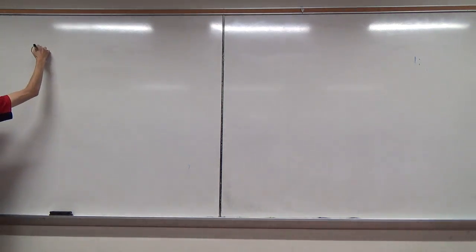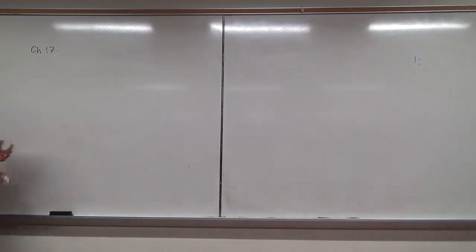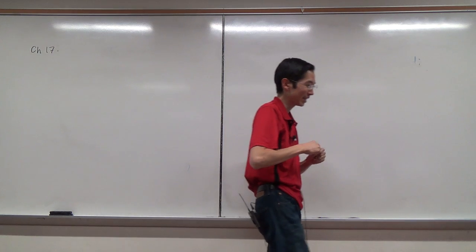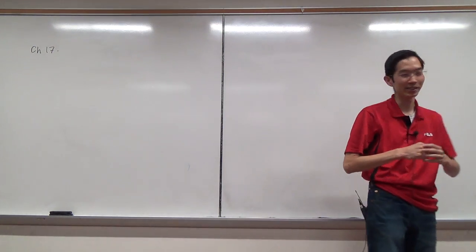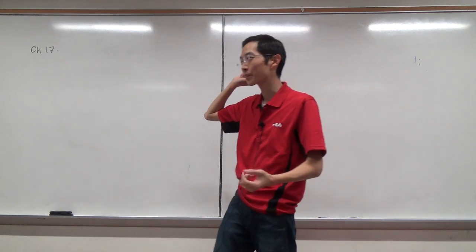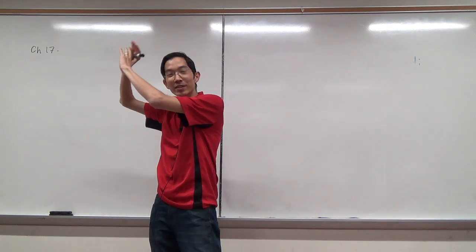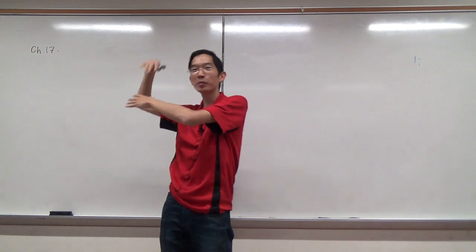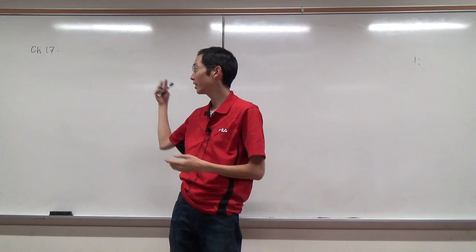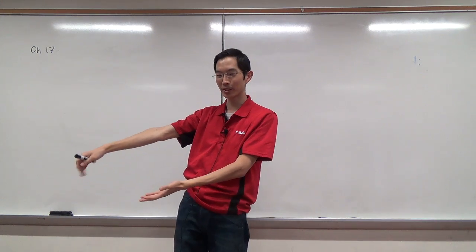All right. So chapter 17, we are continuing on with probability and all of these probability models. Just so we don't lose sight of the big picture here, before we did a lot of stuff about data, describing data and all of that. And then we're moving into probability.